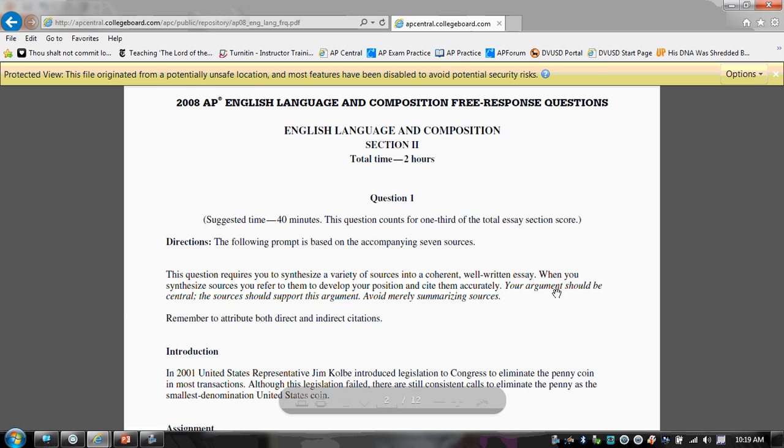Now this question requires you to synthesize a variety of sources into a coherent, well-written essay. When you synthesize sources, you refer to them to develop your position and cite them accurately. Your argument should be central. The sources should support this argument. Avoid merely summarizing sources. Even in the directions, they do not want you to summarize these sources.